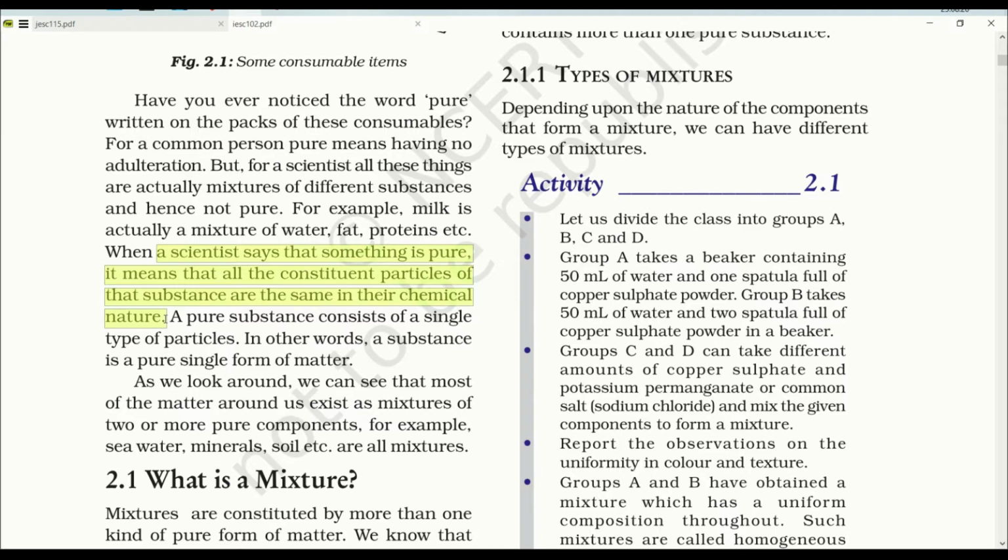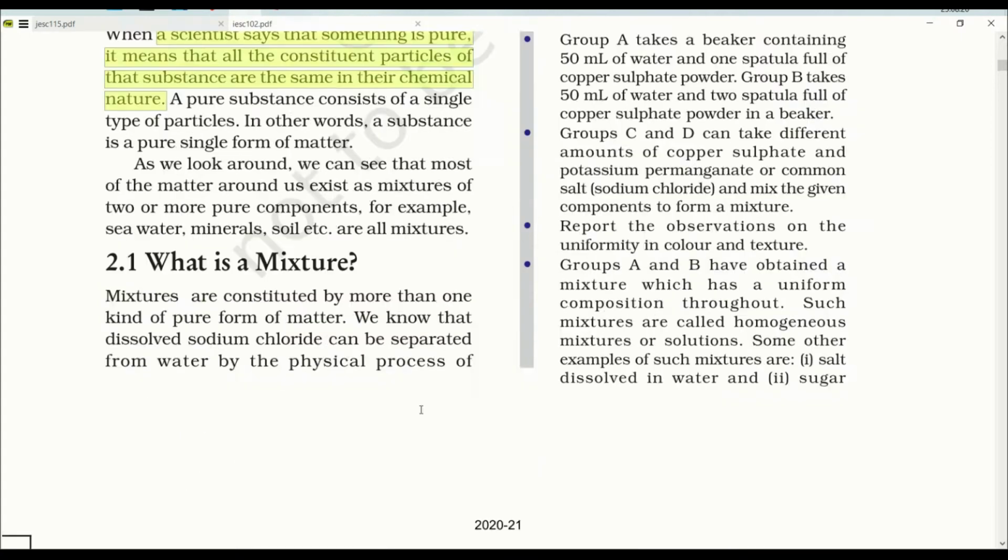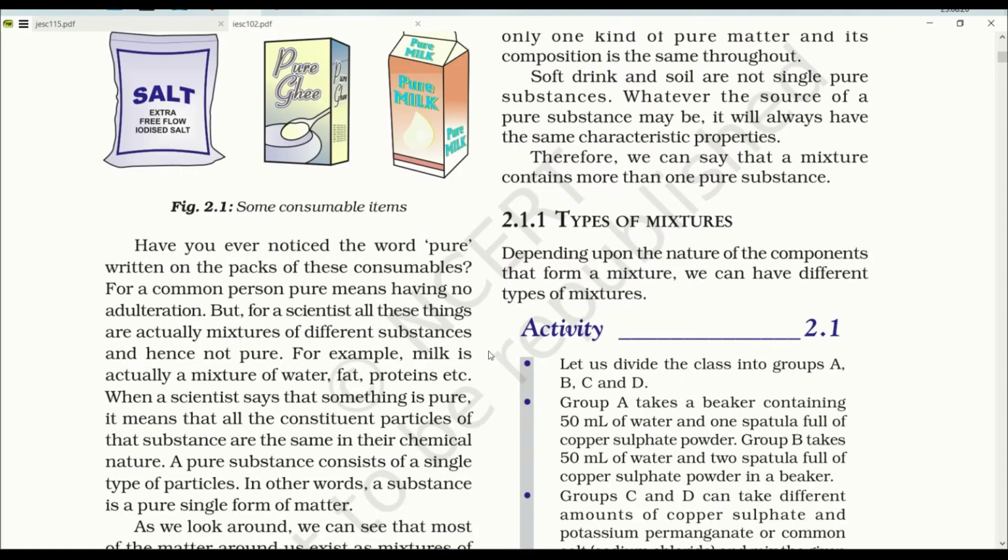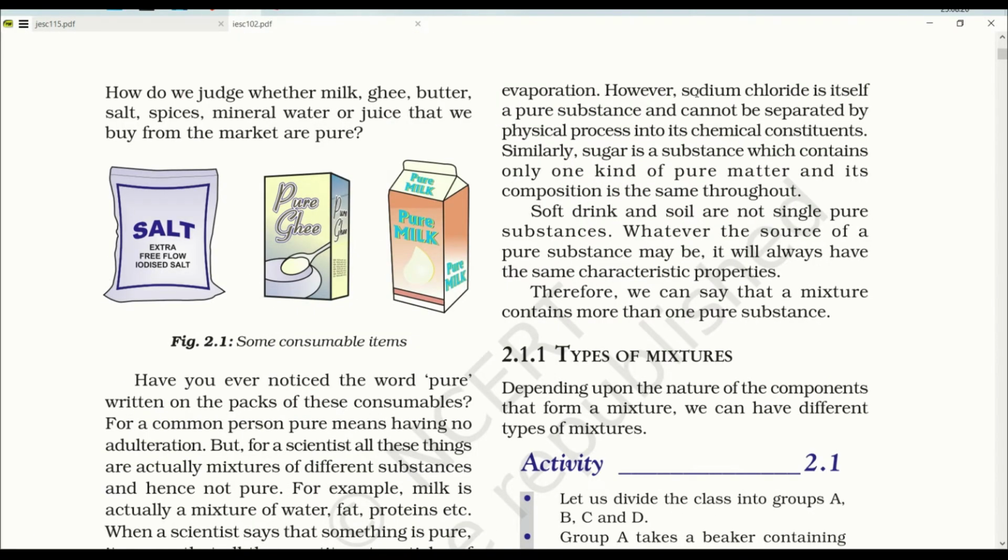A scientist considers a substance to be pure when it consists of only a single type of particle. If the object is not pure, then it is a mixture. What is a mixture? Mixtures are constituted by more than one kind of pure form of matter. We know that dissolved sodium chloride can be separated from water by the physical process of evaporation. However, sodium chloride is itself a pure substance and cannot be separated by physical properties into its chemical constituents.